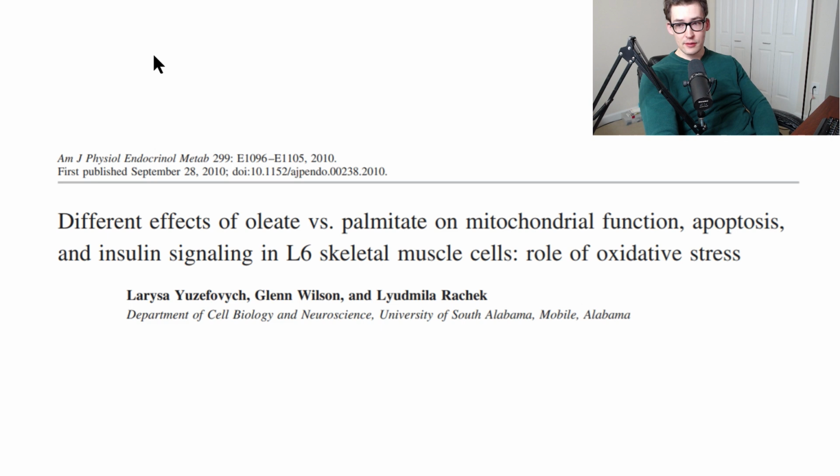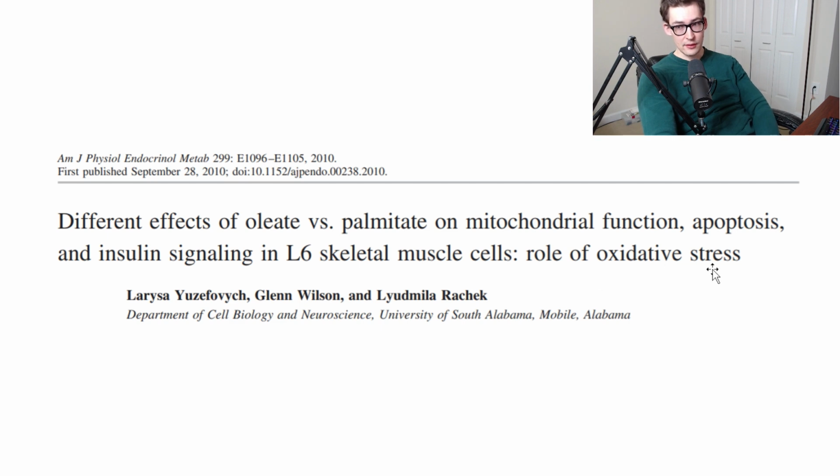All right, so the first thing is to show you the paper that we're going to be going over. It's a paper out of the American Journal of Physiology, Endocrinology, Metabolism, and it's called Different Effects of Oleate, which is the unsaturated fat, versus palmitate, which is the saturated fat, on mitochondrial function, apoptosis, which means cell death, and insulin signaling in L6 skeletal muscle: a role of oxidative stress.